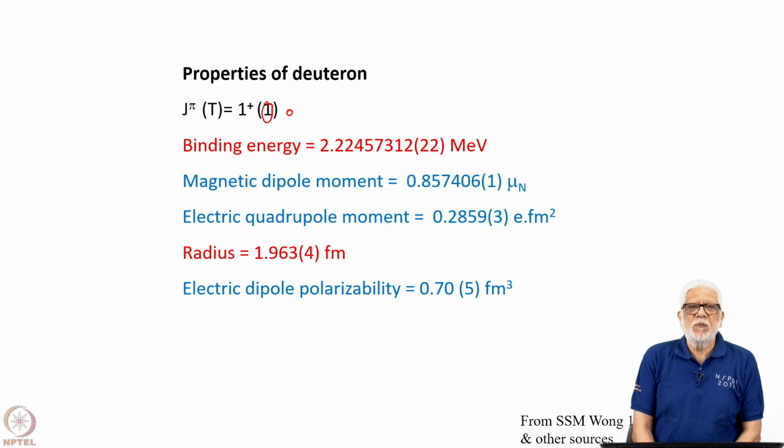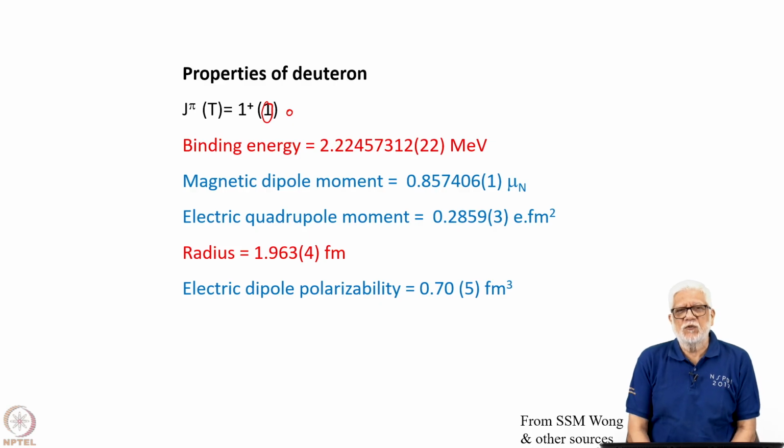So, it's a total spin equal to 1, positive parity, and the isospin is 0. The binding energy has been measured to great accuracy. It's enough to know that the binding energy is small relative to other heavier nuclei, the last nucleon in heavier nuclei, and this is about 2.22 MeV. The magnetic dipole moment is about 0.86 in units of the nuclear magneton, mu n. For instance, this is smaller than that for the proton.